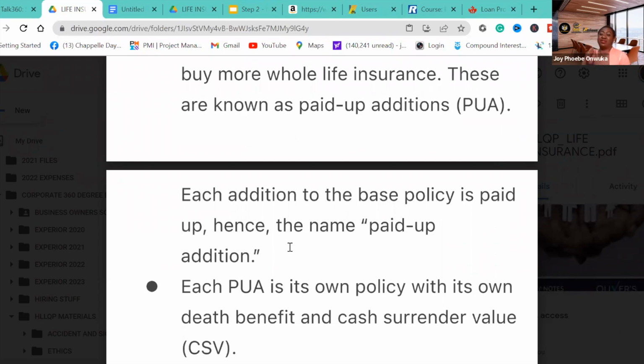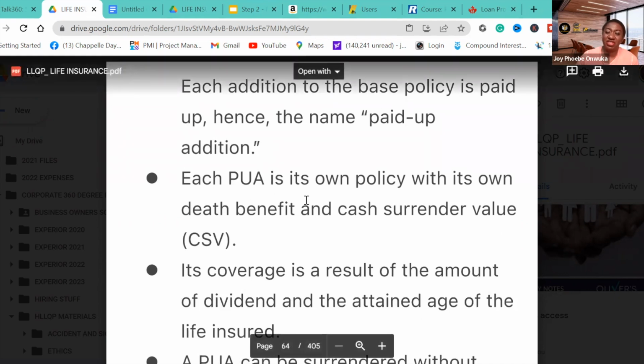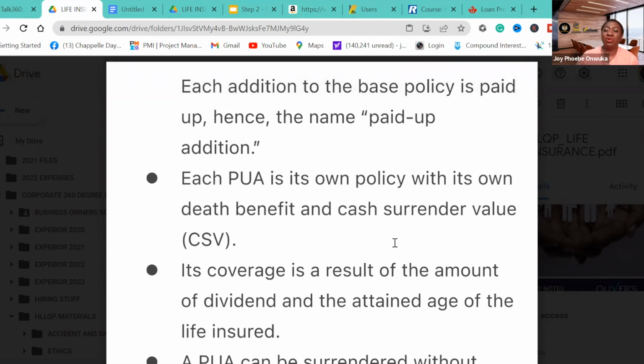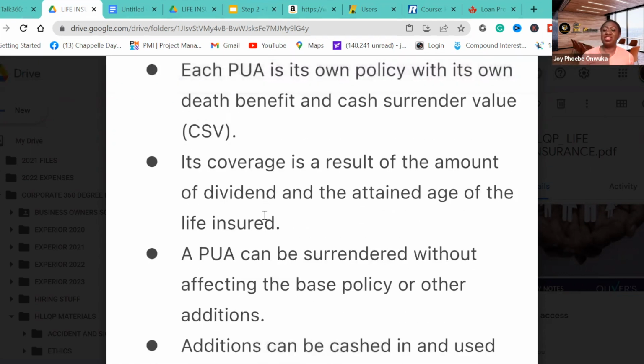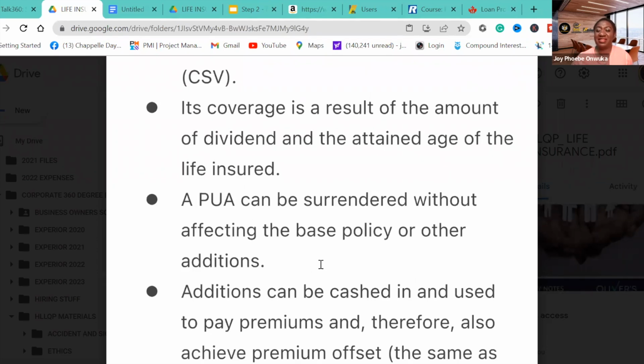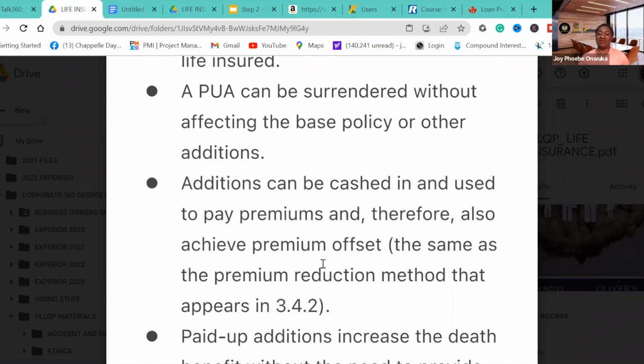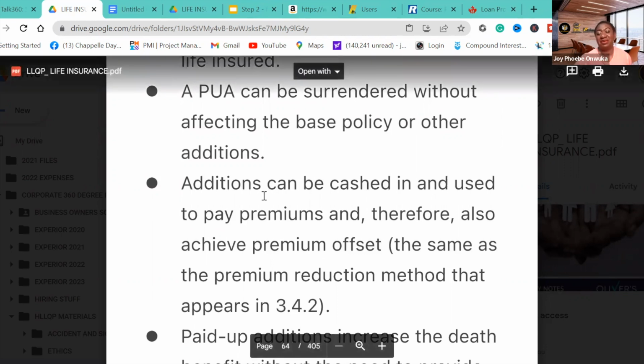Each addition to the base policy is paid up, hence the name paid up addition. Each paid up addition is its own policy with its own death benefit and cash surrender value. Exactly. And its coverage is a result of the amount of dividends at the attained age of the life insured. Now, a paid up addition can be surrendered without affecting the base policy or other additions. All right? Additions can be cashed in and used to pay premiums and therefore also achieve premium offset, the same as a premium reduction method that appears in chapter 3.4.